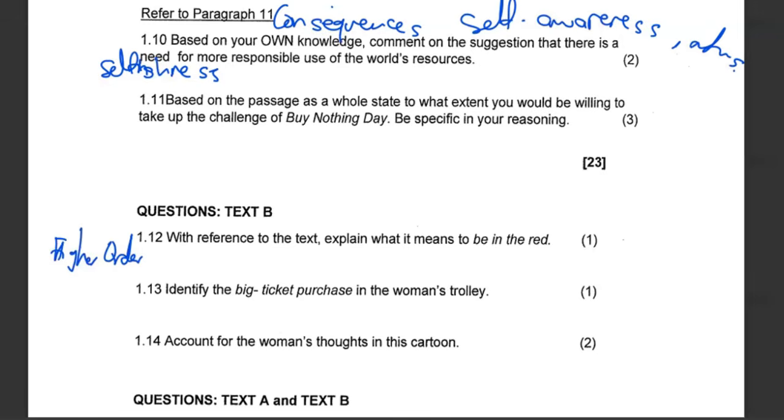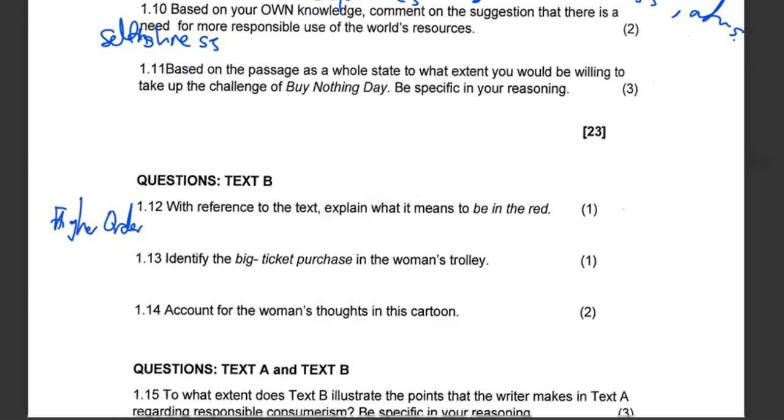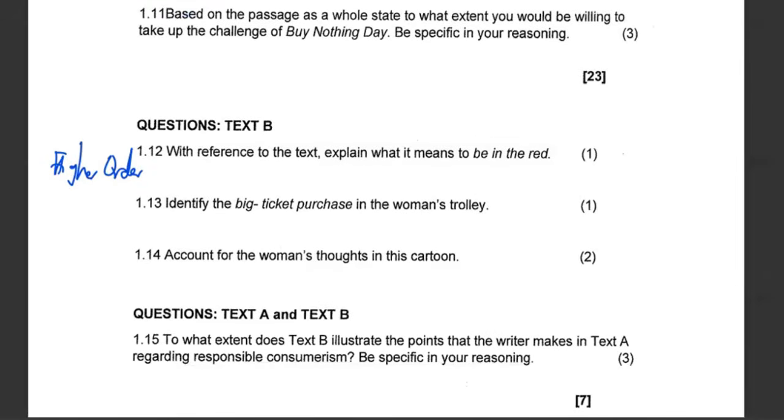Let's go to text B. With reference to the text, explain what it means to be in the red. I believe we are very clear on this one. In debt, owing, those are the things that we expect. So as a result, it means people are using money that is credit. They don't have it. And as a result, they keep accumulating the debts and owing. So it was one mark anyway.